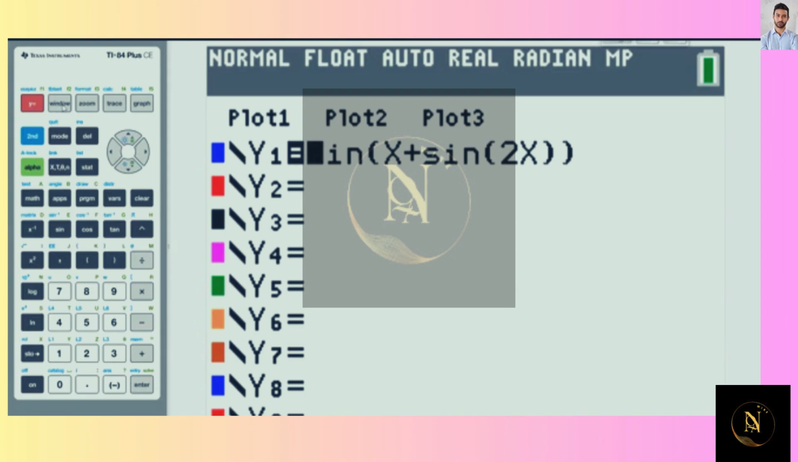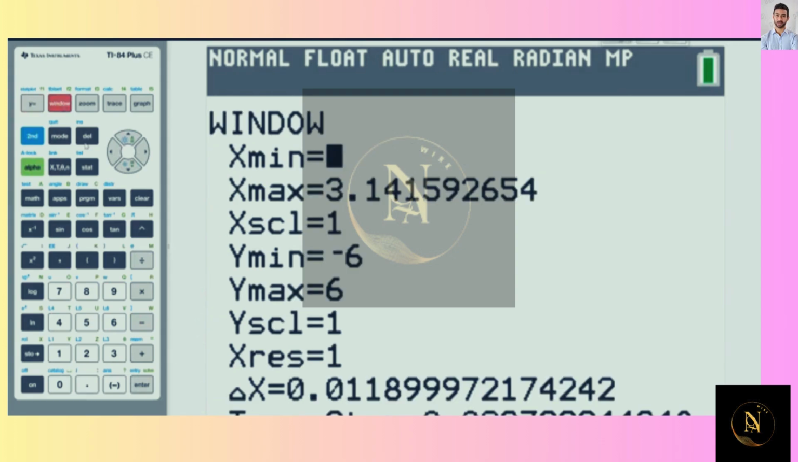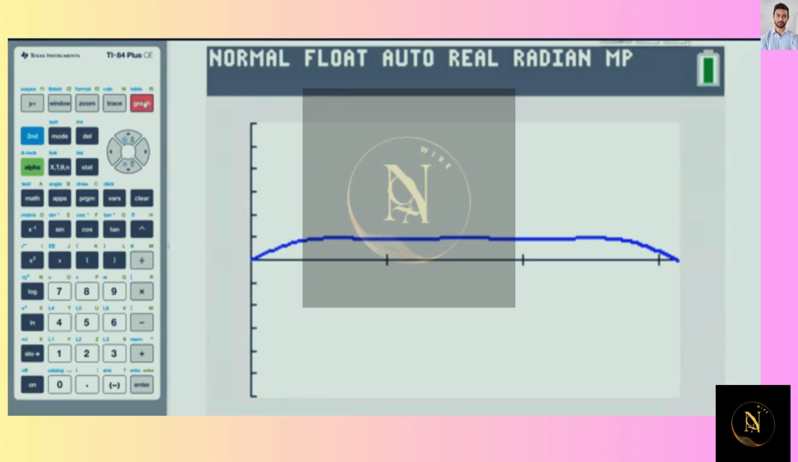We want the domain to be 0 to pi, so we go to Window, and we can type in 0 to pi for the x range. And then I'm just going to use -6 to 6 for y, and we'll see how that goes. And we press graph. Okay, so what we want to do is use this graph to make a rough sketch of the derivative.